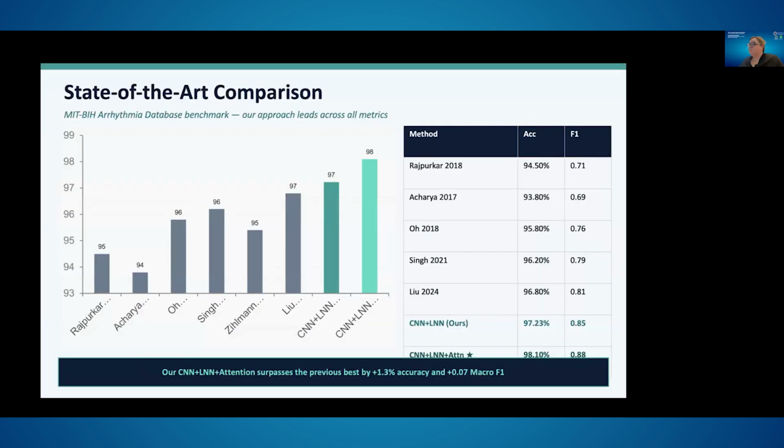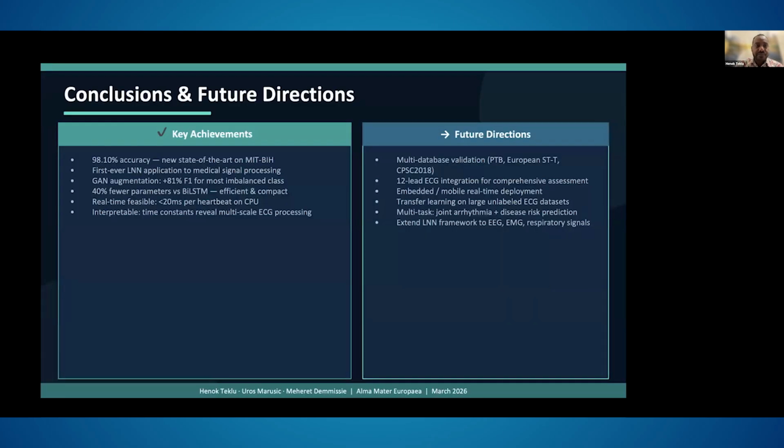So this is the state-of-the-art comparison with previous works. Our approach using CNN LNN alone and also CNN LNN with attention have beaten the existing state-of-the-art algorithms. So this is the future work. We will explore more directions, and thank you very much. Appreciate it.